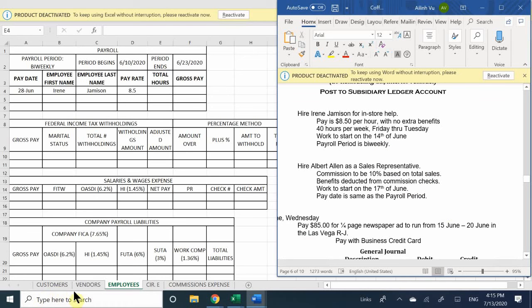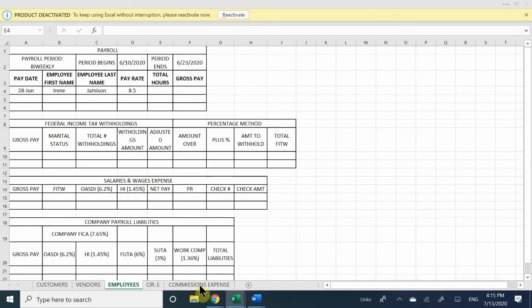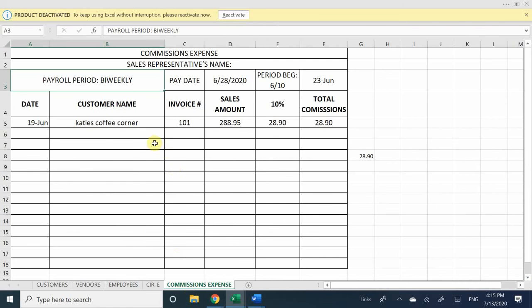Okay? So again, when we go into our little commissions paper here, every time we make a sale, we need to record it so that we have proof to him as well as proof to us that he deserves this money. This is us keeping track of him. So here, we're going to go ahead and write his name in. His name is Albert Allen. And how much is he getting paid from us? He's getting paid 10%.